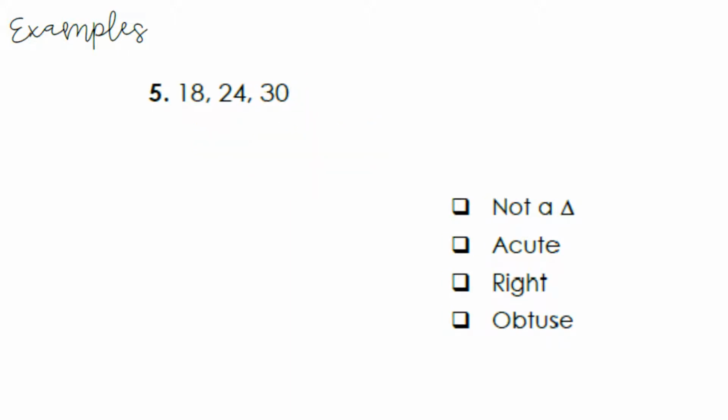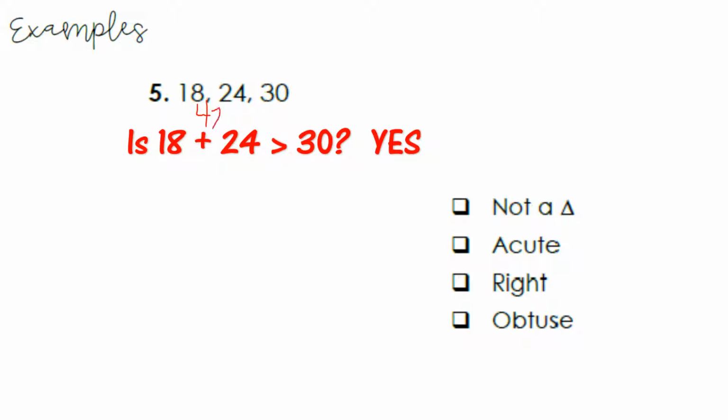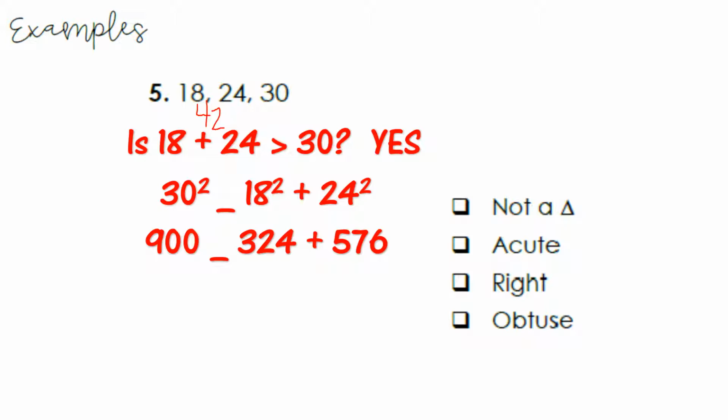Example 5, again, first I check to see, is it a triangle? So, is 18 plus 24 greater than 30? Well, 18 plus 24 is 42. 42 is bigger than 30, so yes, it's a triangle. So then I start checking c squared compared to a squared plus b squared. So my c would be 30, so 30 squared compared to 18 squared plus 24 squared. What is 900 compared to 324 plus 576? And so whenever I combine those, I get 900 compared to 900, which is equal. And so then if those two numbers are equal, this has to be a right triangle.